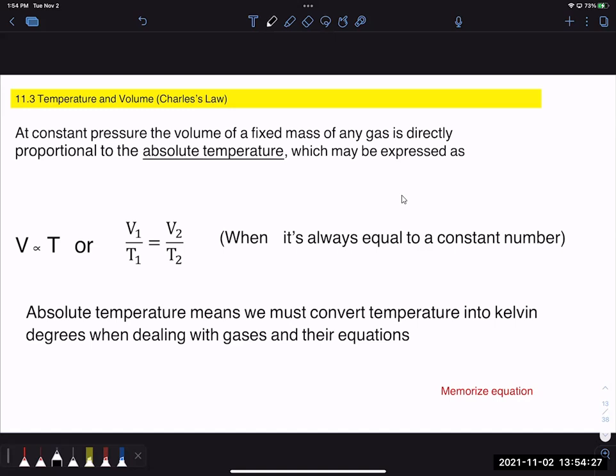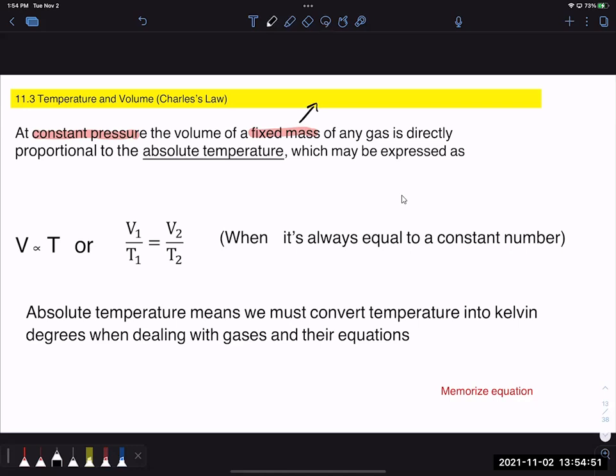All right, so we were looking at pressure and volume. Now we're going to change gears and see what happens when we start changing temperature and volume. How do they affect each other? Again, this is going to be at constant pressure and fixed mass. So now we fixed our pressure, it's going to be the same from start to finish, and our mass is going to be the same start to finish.